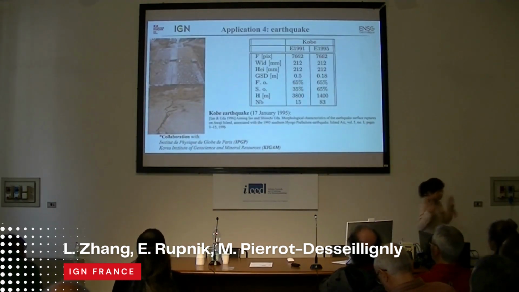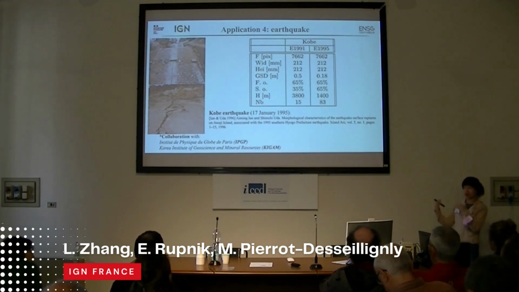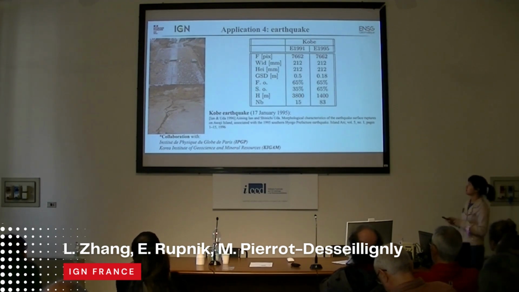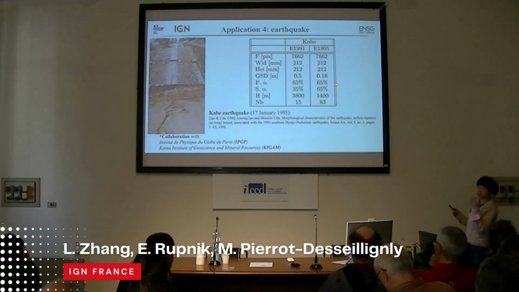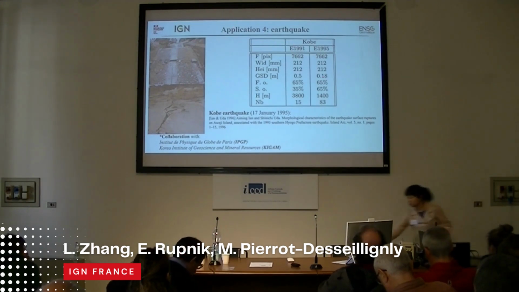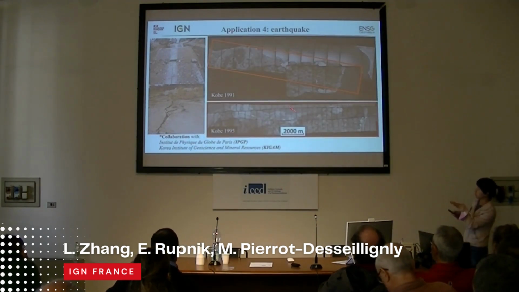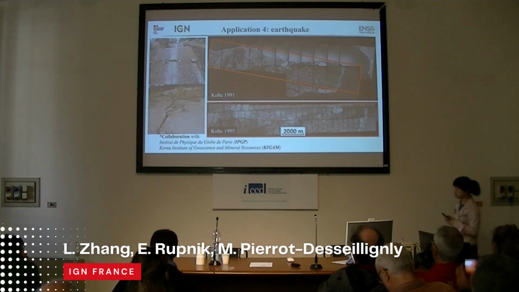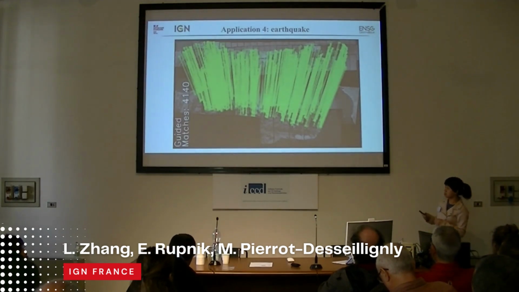Okay, so the fourth application is about earthquake. This is the initial motivation behind this PhD finding. So here, this test site is located in Kobe, Japan. We have this earthquake happened in 1995, and we have 2 historical epochs, one before and one after the earthquake. So here you can see how they look like, these 2 epochs and the overlapping area. And these are the matches we found.